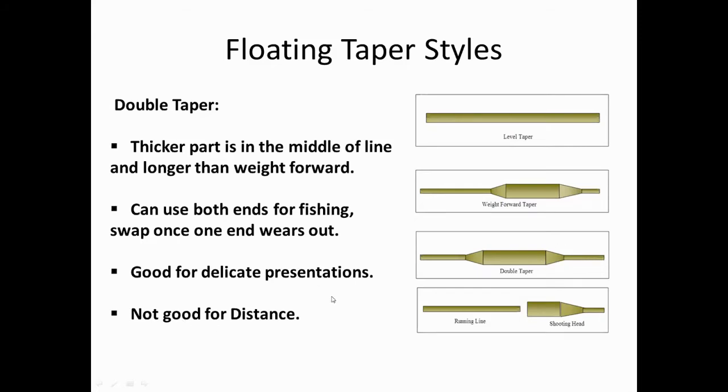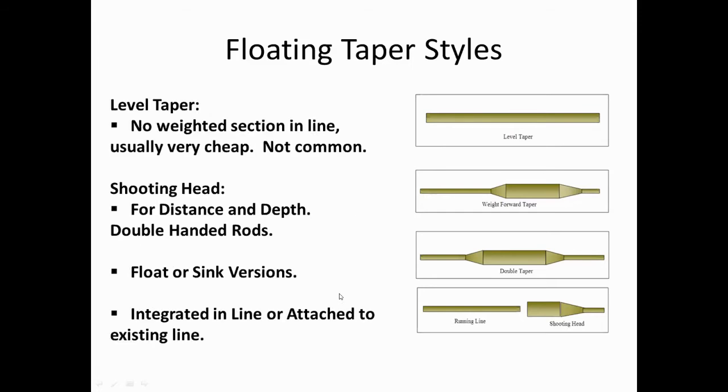Okay, so that's double taper. I've fished a double taper. It can be a little trickier to cast, but it's very manageable, I think. All right. Now the remaining two: the level taper really doesn't have a weighted section. It's just consistent throughout. Now, it's not common at all. I've never seen anybody fish with it.